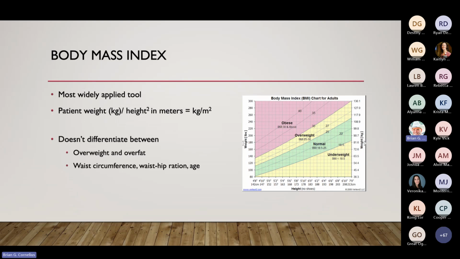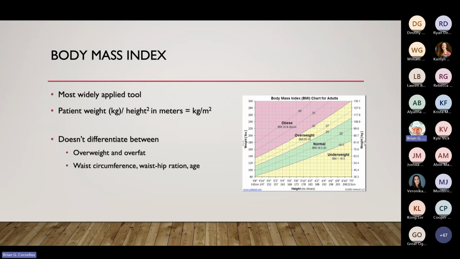So the way obesity is really classified and body habitus is classified is the body mass index. It's really the most commonly used one, but it's probably the least accurate. It was really designed by insurance companies as a way of stratifying their clients. But with that being said, it is the most widely used tool that we use to classify body habitus.